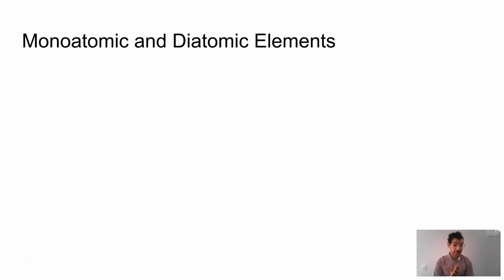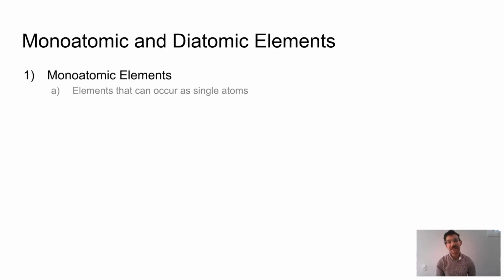When we talk about elements, it's important to differentiate our monoatomic elements and our diatomic elements. Monoatomic elements are elements that occur as a single atom, as I alluded to before with iron. This is most of the elements on the periodic table.